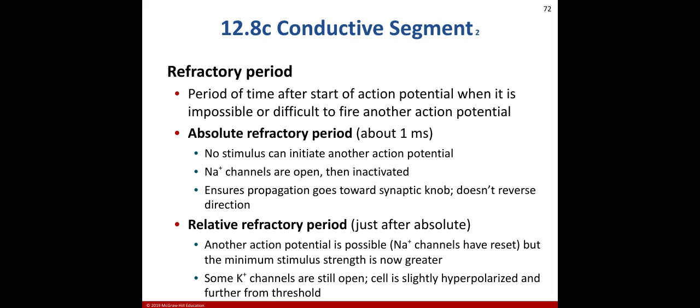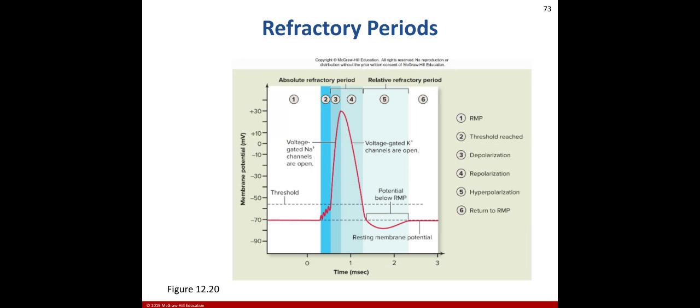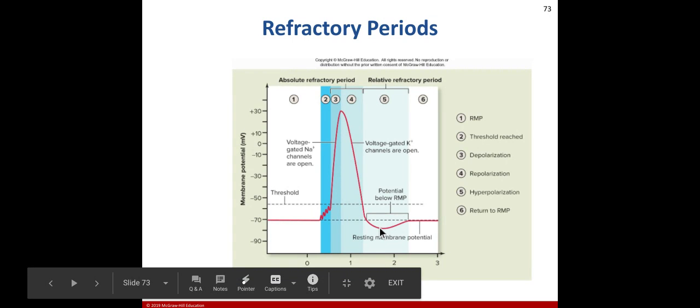Then there is this relative refractory period right after the absolute refractory period, where we could get another action potential, but the stimulus would have to be greater now. And this is happening because the channels have reset. Some potassium channels are still open. The cell is still hyperpolarized. So you would need a higher level of those EPSPs, a higher stimuli to get another firing. Okay. And that's just showing you here. You're below the resting potential. So you would need more stimulus to get to that threshold.